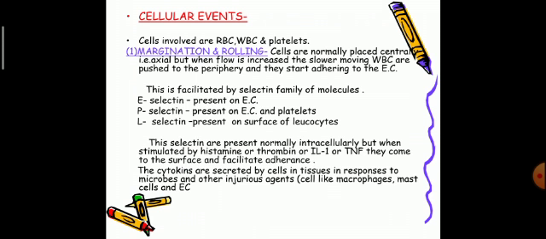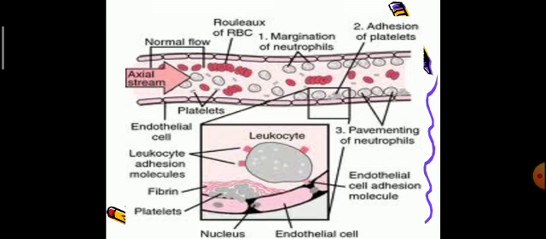This is facilitated by the selectins: E-selectin, P-selectin, L-selectin. Basically, E is present in endothelial cells, and P and L are present in platelets and leukocytes respectively. These selectins are present normally intracellularly, but when stimulated by histamine and thrombin, or interleukin-1 or tumor necrosis factor, they come to the surface and facilitate adherence. The cytokines are secreted by cells in tissues in response to microbes and other injurious agents, like macrophages, mast cells and endothelial cells.